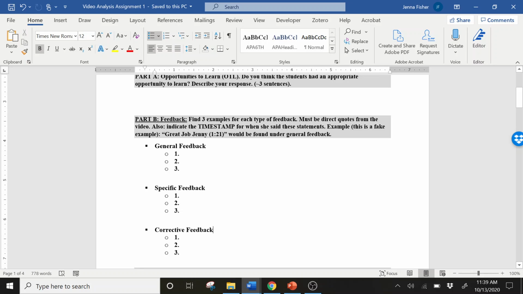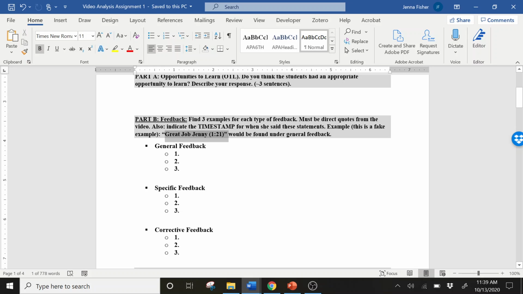So for each of these, you'll need 3 examples of general feedback, 3 examples of specific, and 3 for corrective. Just for reference, she has approximately at least 10 in each category, so you have a lot to choose from in the event that you miss something. This is where I'm going to need a direct quote and a timestamp. So for example, great job, Jenny. It was the direct quote, and at 1 minute and 21 seconds is when the teacher said that. So that's how you're going to write this.